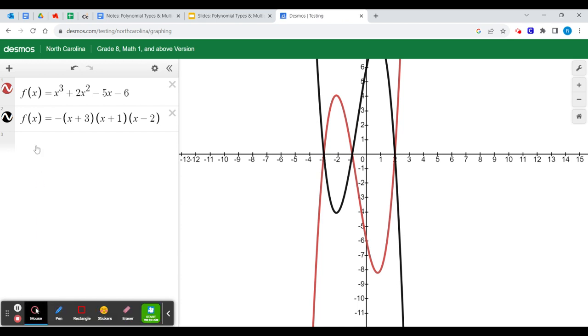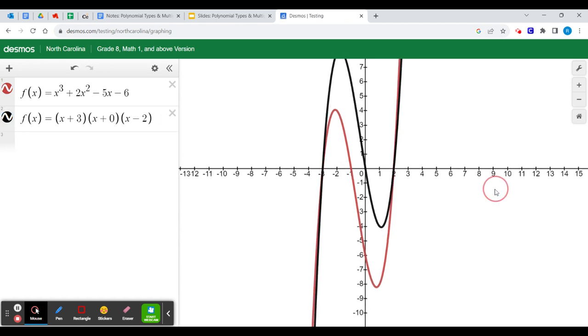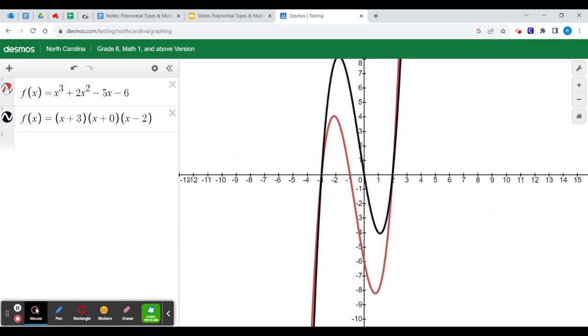All right, last thing I want to show you is if we were to take this black graph and let's say we wanted to shift this 1 over to 0. This factor here, x plus 1, let's say we changed to x plus 0. Okay, nice. So we did what we wanted to do, right? I'll turn off this red graph. We shifted that 0 over to 0.